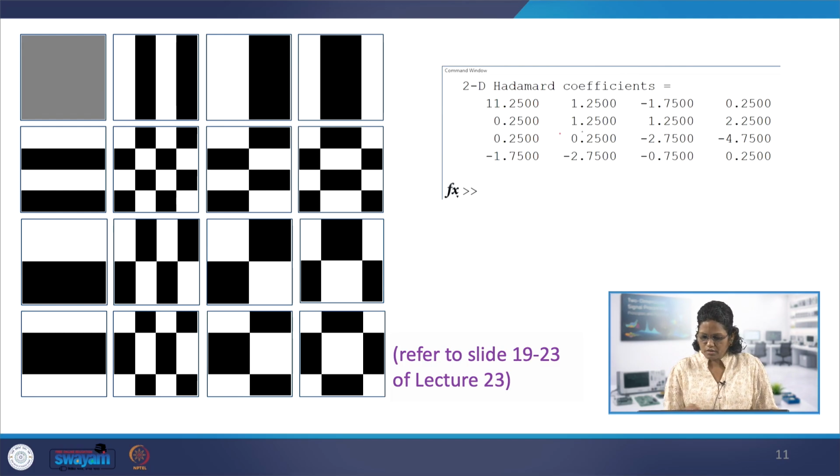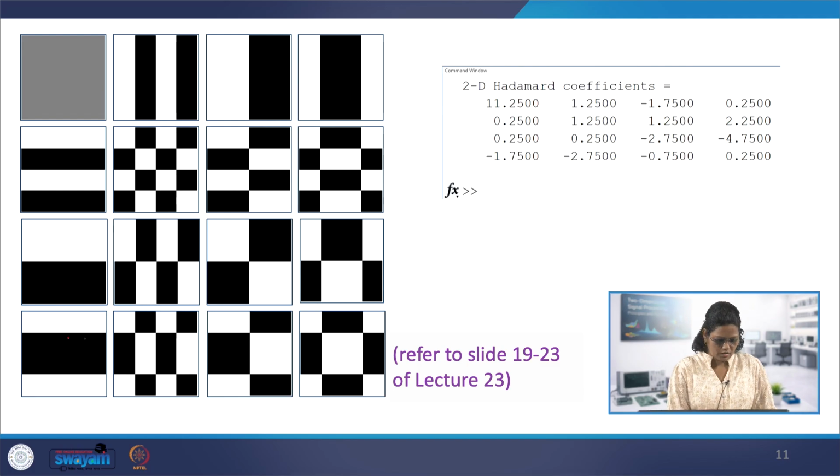So what we got is the coefficient, 4 by 4. The Hadamard kernel is 4 by 4, and H, that Hadamard kernel, into X into H transpose gives these 2D Hadamard coefficients. And these are the basis images obtained using the kernels. You can see the horizontal stripes and the vertical stripes. If both of them are there, you can see the combination of these shown in the diagonal as well as in these values.